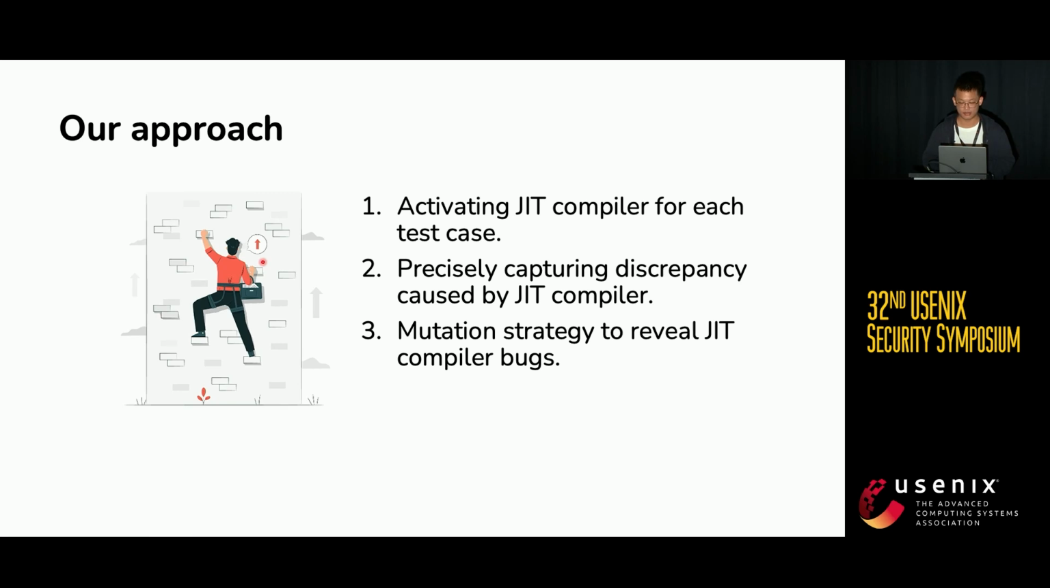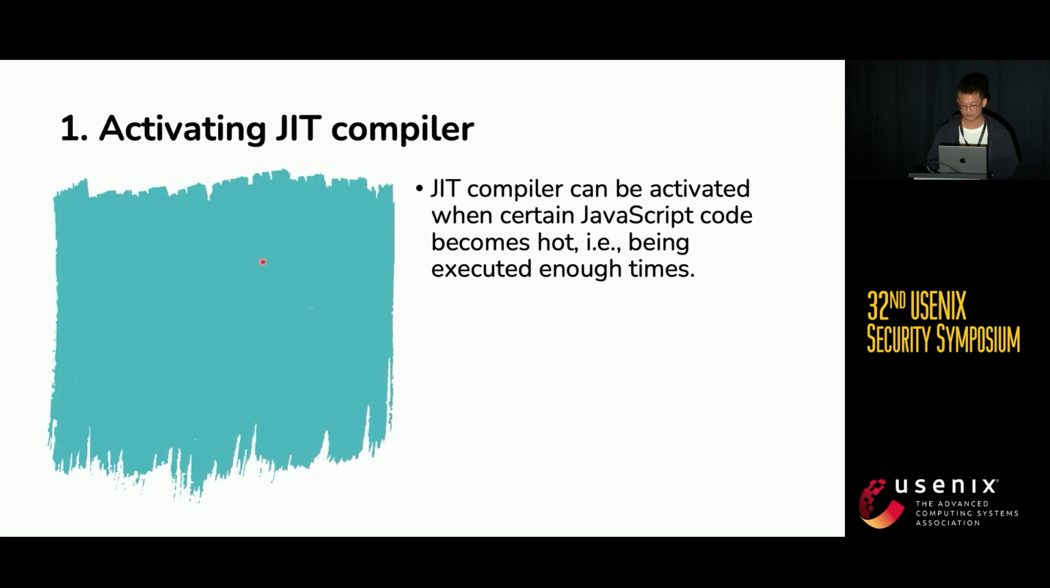The proposed approach has three key components. First, we should guarantee that every generated test case can trigger the JIT compiler. This means that we are testing the target code we want to test. Secondly, when a discrepancy occurs, we should be able to recognize and capture it. And thirdly, the mutation strategy should be able to reveal more JIT bugs.